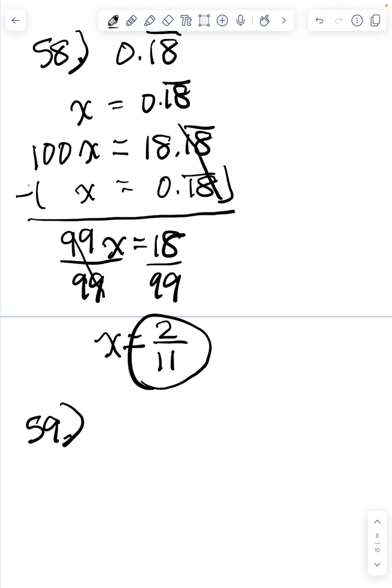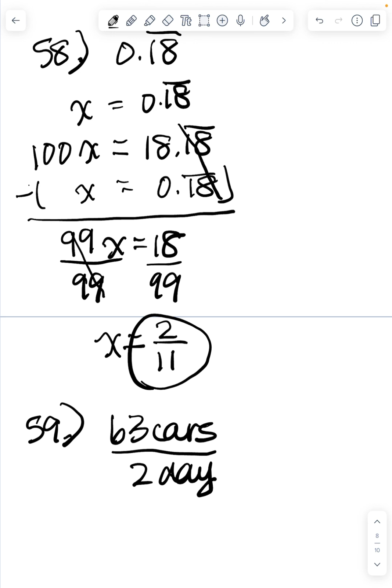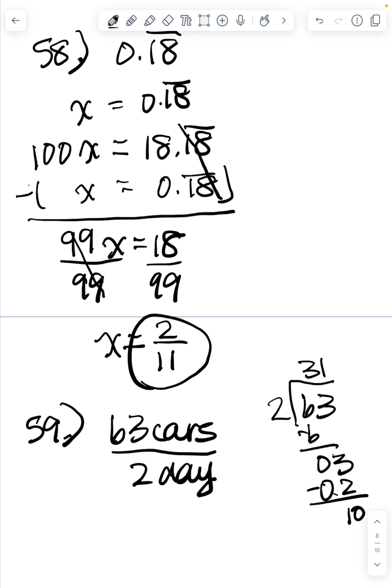59. What is the unit rate for making 63 cars in 2 days? So 63 cars divided by 2 days, it's going to end up being, let's see, 63 divided by 2 is going to be 31. Bring down that 0, so 31.5, which is not any of these answers, so E.